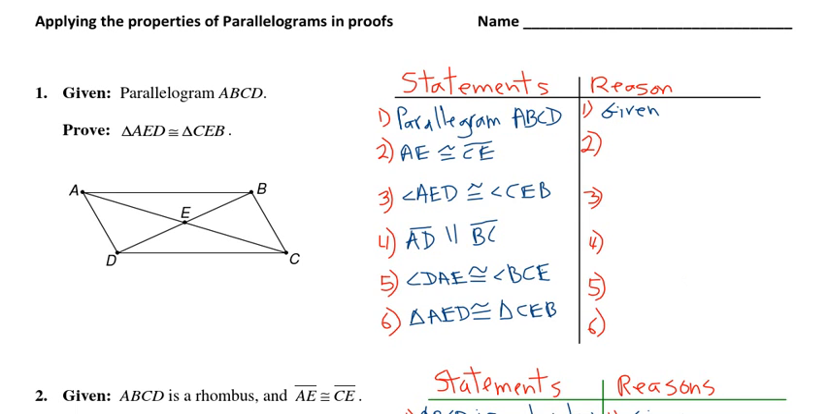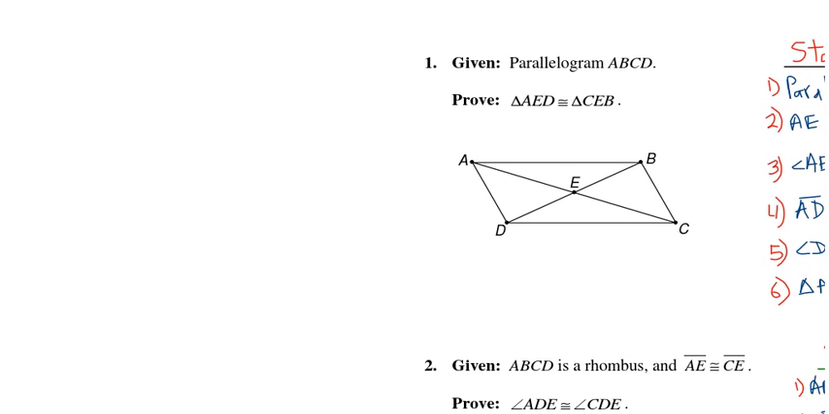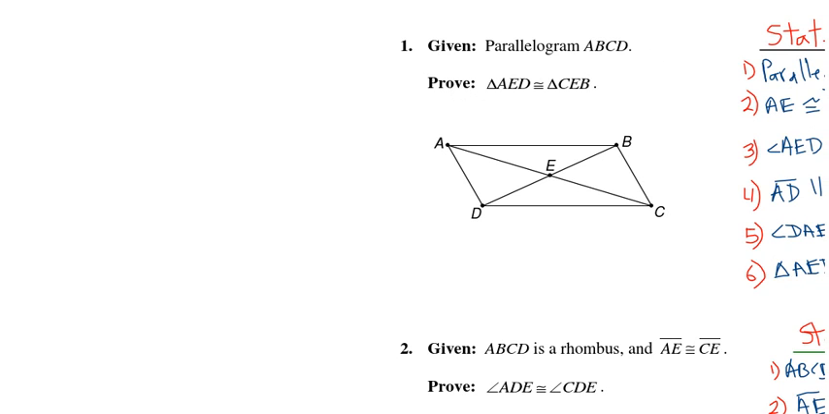So I'm going to take a look at proof number 1, and I'm going to hide the proof so that I can show it to you later after we plan. So the first one says parallelogram ABCD. That's our given. It's given to us that it is a parallelogram, and our job is to prove that triangle AED, this triangle here, is congruent to triangle CEB, which is this triangle here.